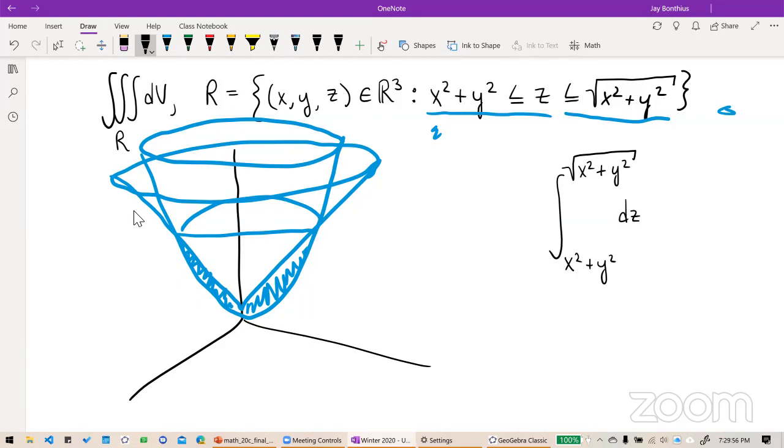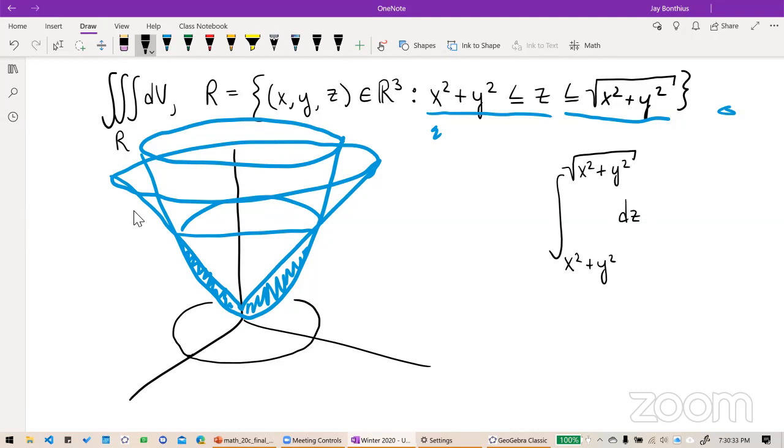Are you guys okay with the bounds there? They are just plucked straight from this. The trickier part is writing out the lower and upper bounds on the next variable. If we look in the xy plane, then x and y are both integrated over this circle here, right?